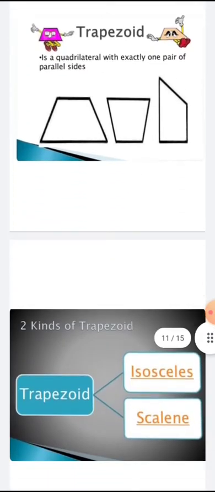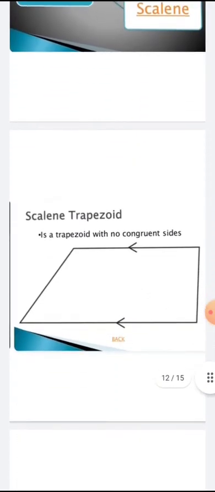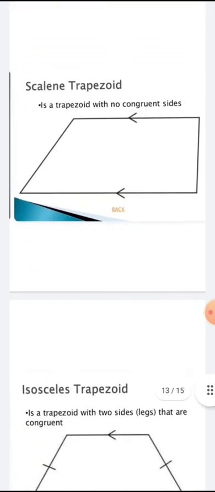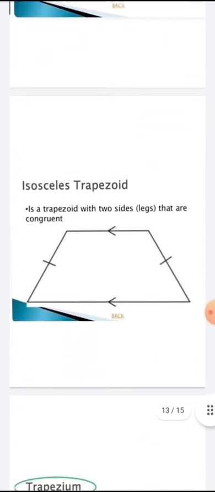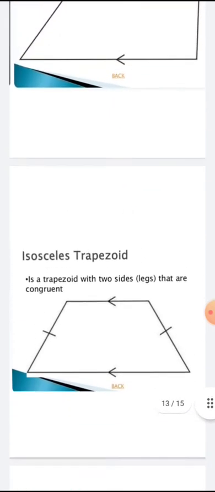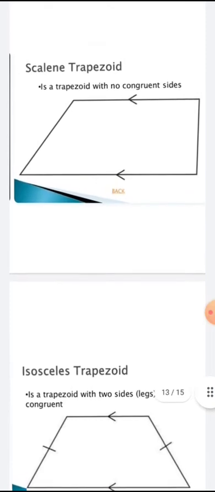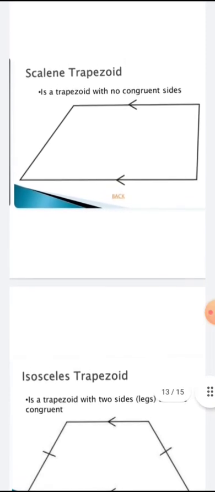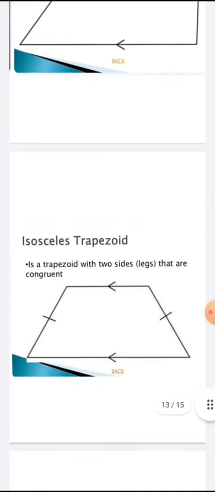In the trapezoid we can see 2 kinds of trapezoids. One is a scalene trapezoid, a trapezoid with no congruent sides. Similarly, an isosceles trapezoid is a trapezoid with two sides that are congruent. These are the two types of trapezoid: a scalene trapezoid is a trapezoid with no congruent sides, and an isosceles trapezoid is a trapezoid with two sides that are congruent.